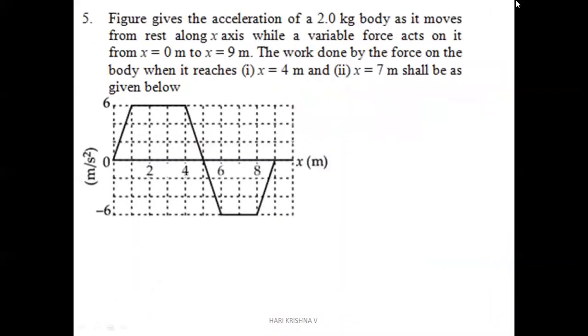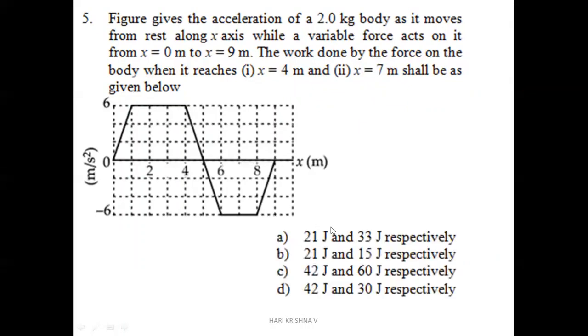Next, we move on to the fifth question. From the given figure, don't make it a complicated question. Just take the area under it. Whenever a graphical question comes, just consider the area under it. They're asking us to find the work done by a force when the body reaches x = 4, as well as when it reaches x = 7. So they have given two options: when x = 4, what will be the work done, and when x = 7, what will be the work done?